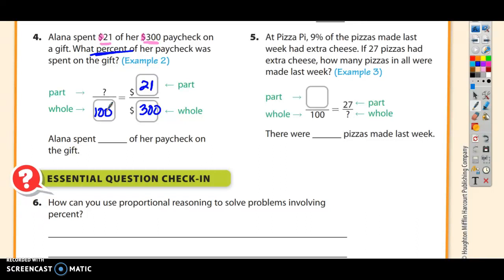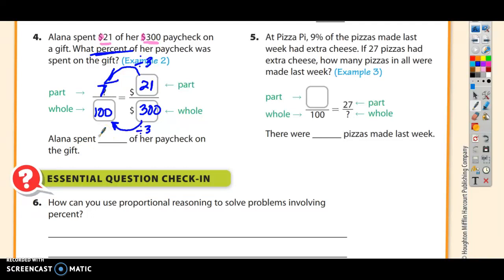Now, what I would notice is that to get from 300 down to 100, what would I do? I would divide by 3. And I want you to notice that I'm going from right to left. 300 divided by 3 is 100. Therefore, whatever you do to the second term, you have to do to the first term. So I have to divide 21 by 3, and I get 7. The answer is 7 100ths. And then that is a percent, 7%.